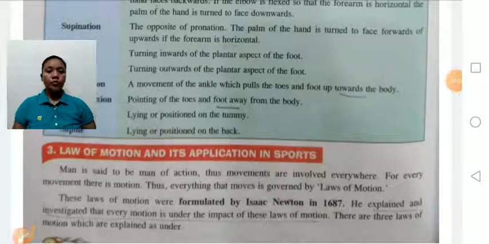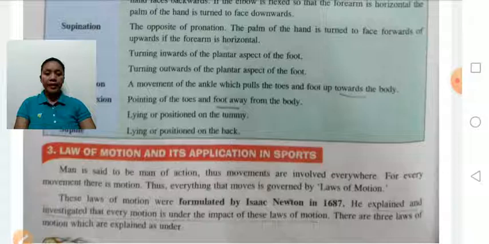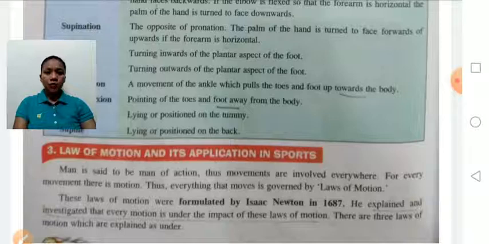Good morning, students. In our last video, we discussed biomechanics. Biomechanics is derived from two words, bio and mechanics. Bio means living things and mechanics means related to physics. So, biomechanics means the study of force and its effect on living things.